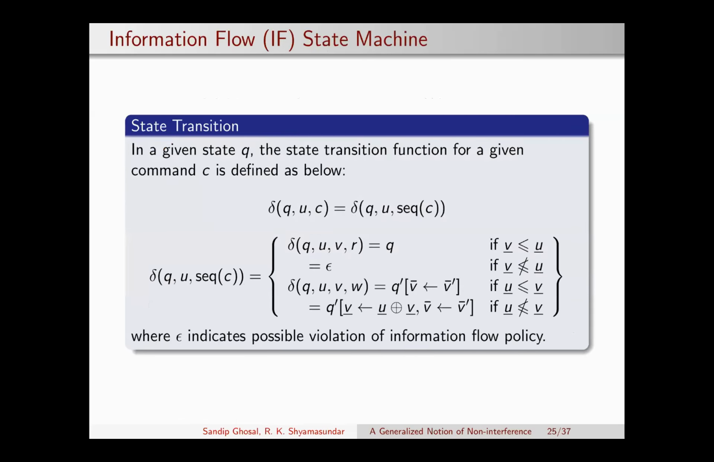And to observe the state, we define the state transition function as follows. For a read of variable v, the state does not change if the label of v can flow to user u, otherwise it violates the flow policy. For a write of variable v, the state q changes to q prime, where the value is replaced by a new value and the label of v is replaced by the least upper bound of the labels of u and v.